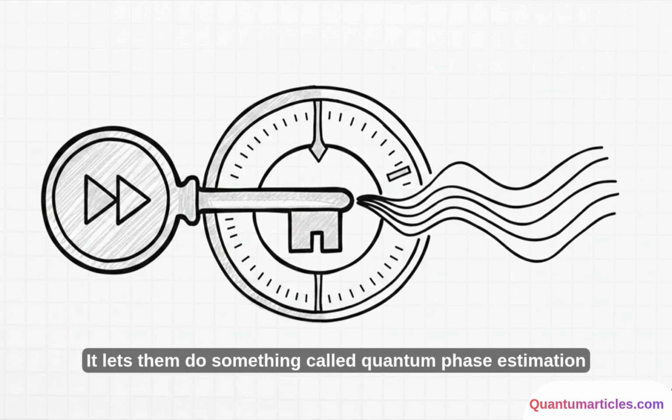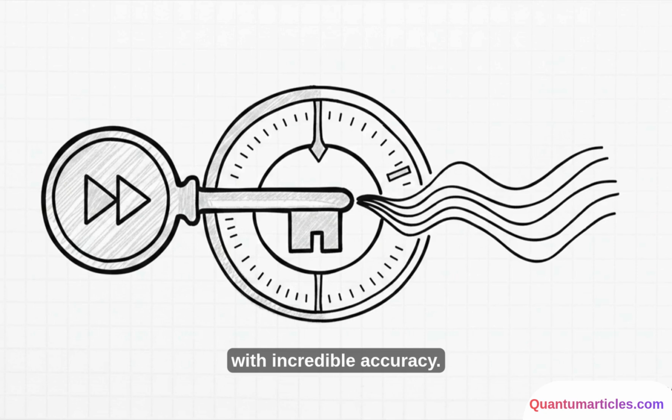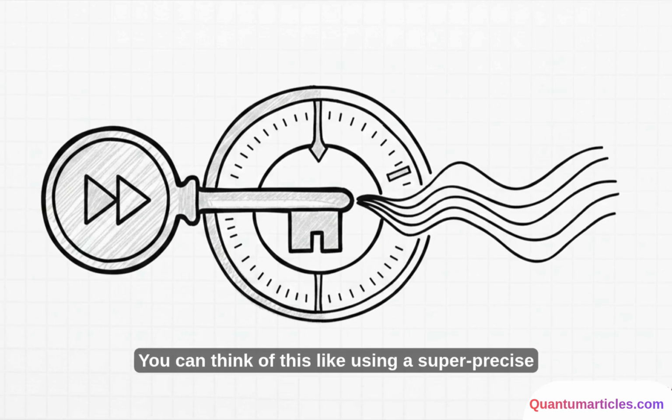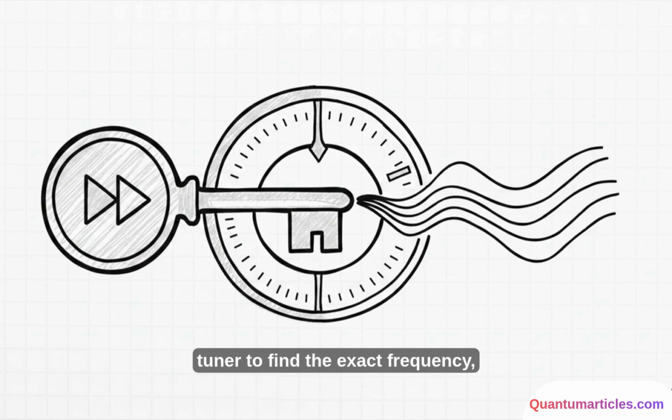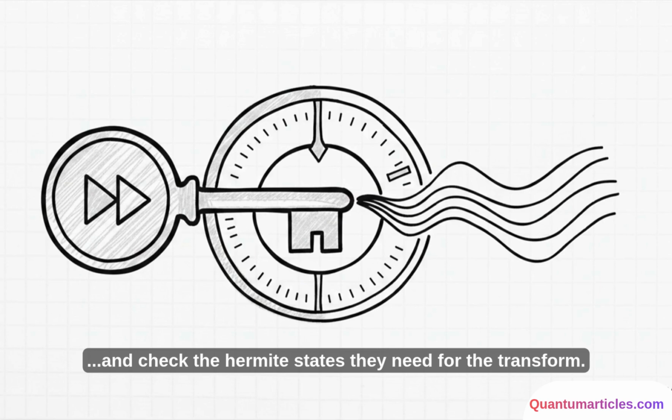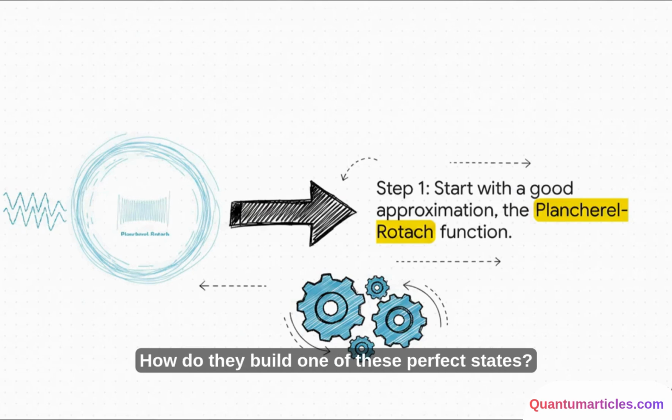It lets them do something called quantum phase estimation with incredible accuracy. You can think of this like using a super precise tuner to find the exact frequency or energy of a quantum state. And by doing this so efficiently, they can perfectly build and check the Hermite states they need for the transform. So how do they actually do it? How do they build one of these perfect states?